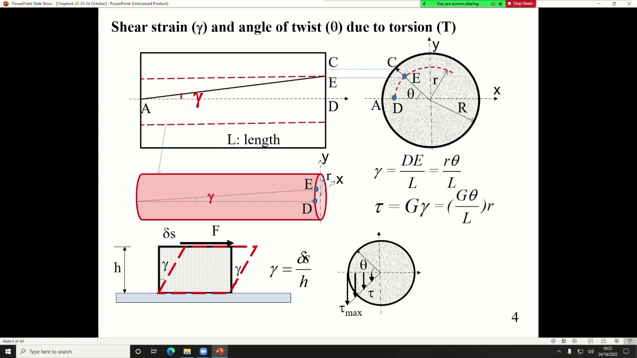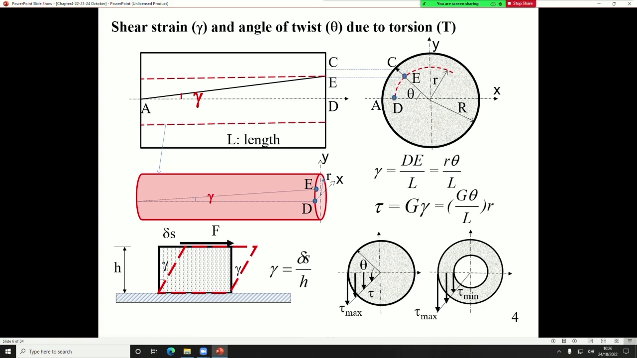Now, we can apply the same equations when we have a circular cylinder which is hollow. Still, we get a linear distribution of stress. The only difference is that we don't have zero stress. We have maximum stress on the outer layer, and we've got minimum stress on the inner layer.